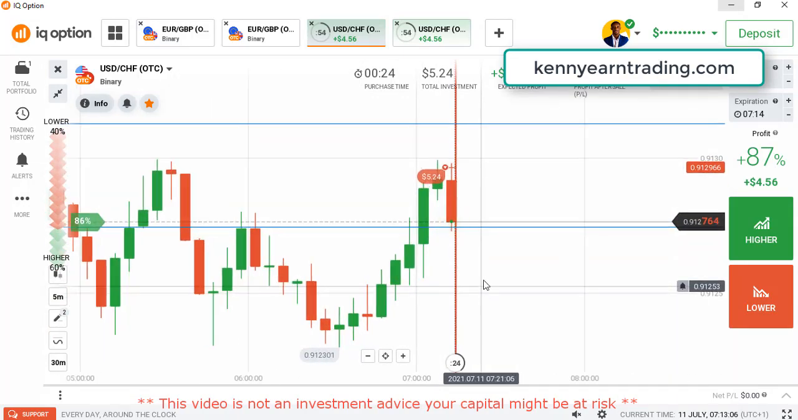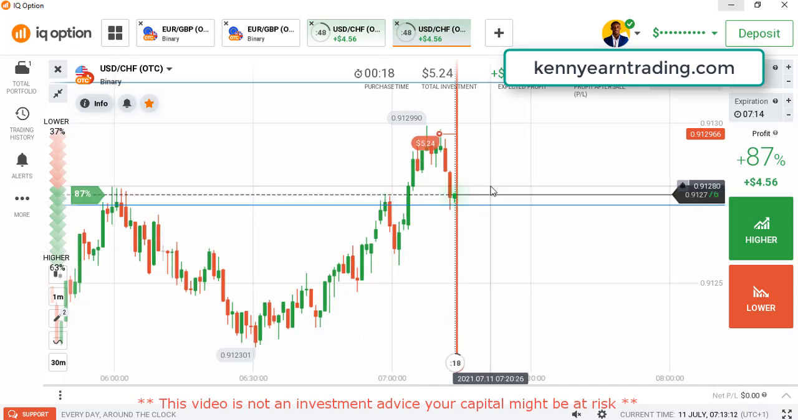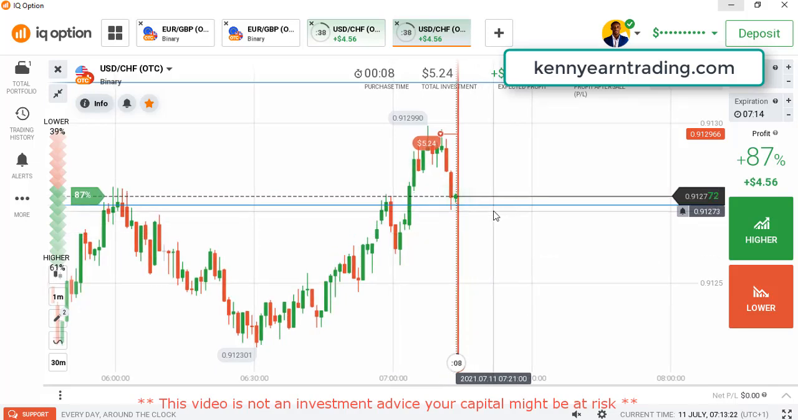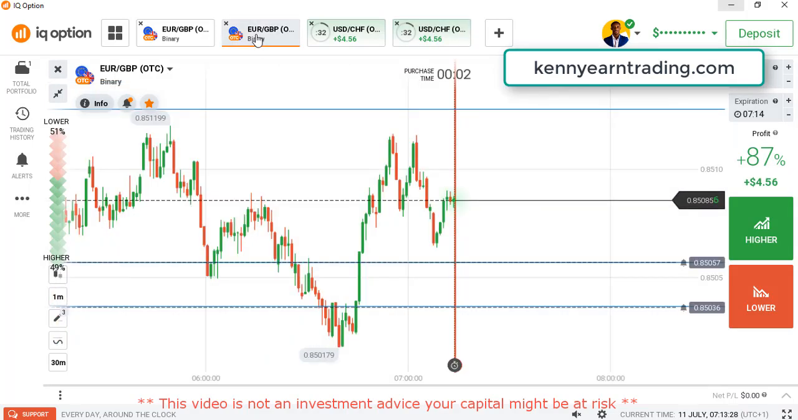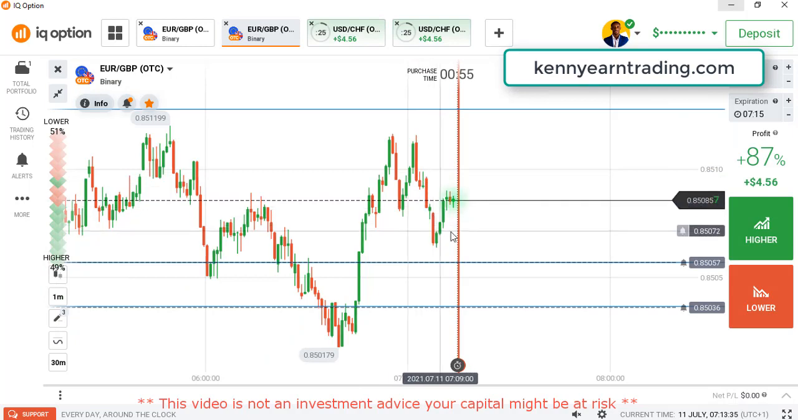Okay, so you can see the market has been delivered to the level I was expecting, the level I'm aiming for. And we're on the last candle. Surely this is a very good trade with a sniper entry point.